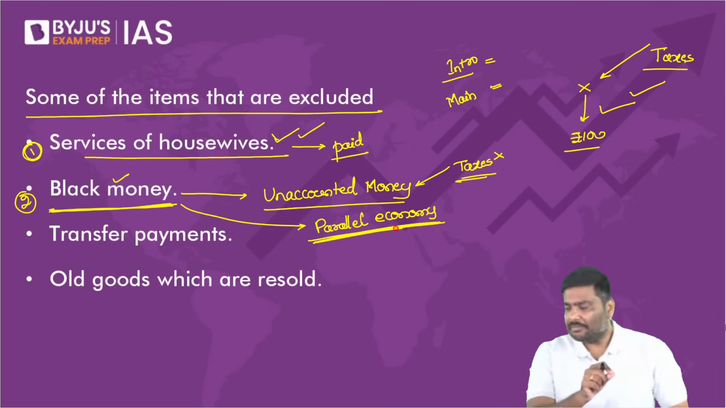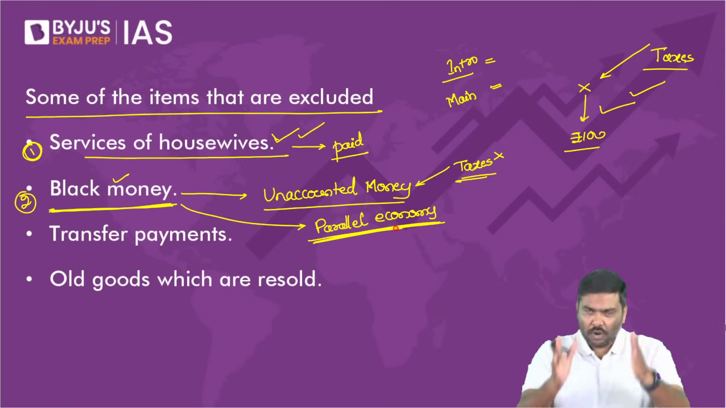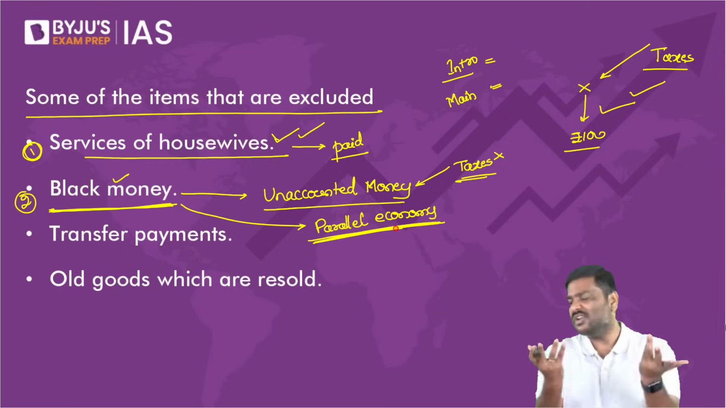Black money is also referred to as parallel economy. Both will get circulated. There is no difference.